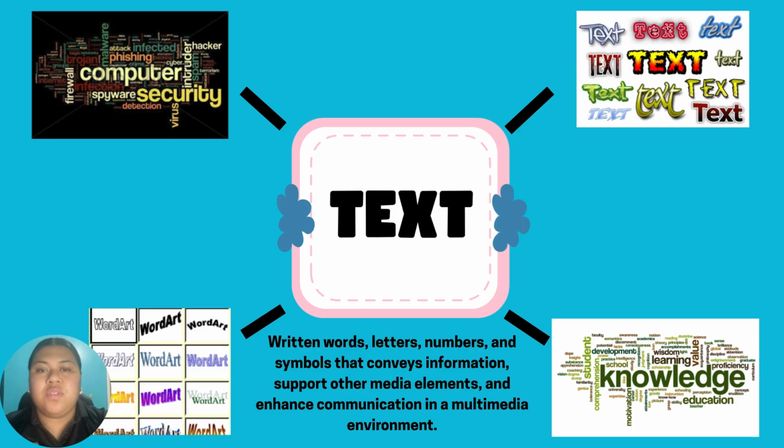The first element that we will talk about is text. If you notice on the screen, I brainstormed the word text, then added four ideas and thoughts about the elements using pictures. In multimedia, text is the written words, letters, numbers, and symbols that convey information, support other media elements, and promote communication in a multimedia environment. All four pictures have a story behind them, and those are the perfect examples of a text.